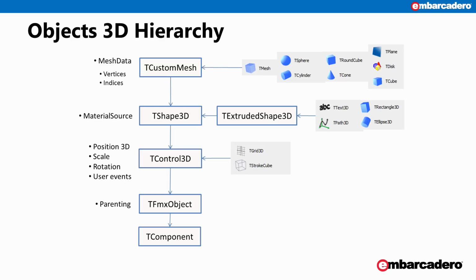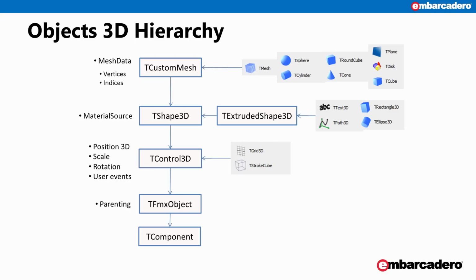And then going further in the hierarchy, we have TShape3D. So this class introduced support for materials. In the FireMonkey 3D architecture, there are separate components that encapsulate different materials, and so TShape3D introduces a MaterialSource property, and there are certain classes like TText3D, TPath3D that derive from TShape3D.